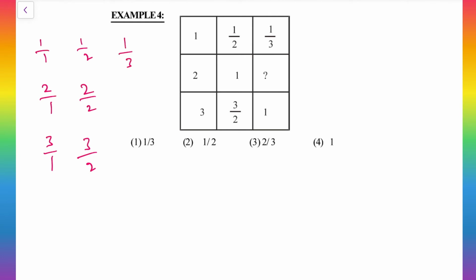Here now 2 by 1, 2 by 2. The next should be 2 by 3. 2 by 3. Then what about the last one then? It is 1 is there, that is nothing but 3 by 3. So the missing number is 2 by 3.